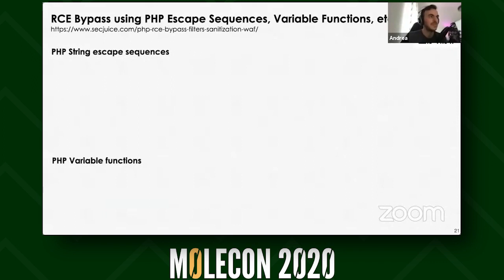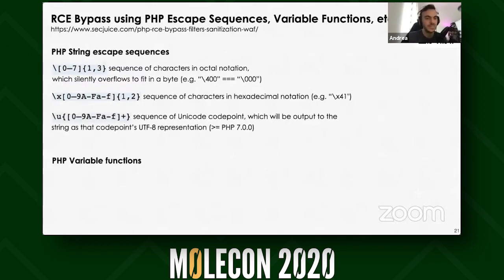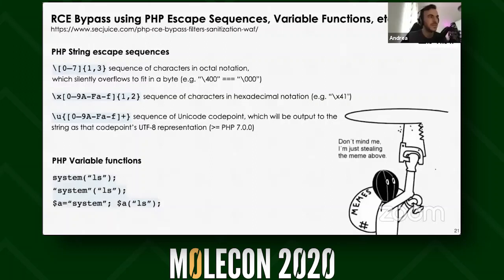PHP escape sequences basically make you able to specify a string by using a sequence of characters in octal notation, for example, or a sequence of characters in hexadecimal notation, or a sequence of Unicode code points. And PHP variable functions make you able to call a PHP function by using a string, as shown in this example.